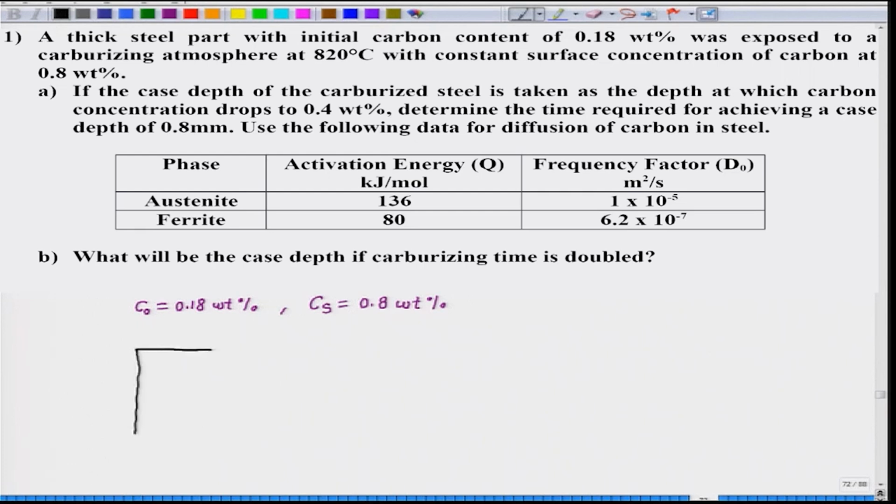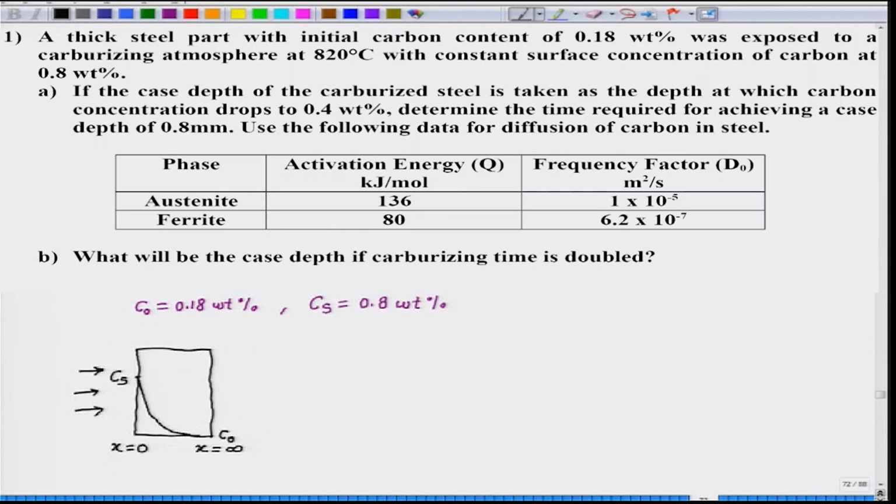if we can draw the schematic of the steel part, carburizing surface on this side left, let us call this as x equal to 0, and it is thick enough so that the carbon does not diffuse all the way to the other side. So, the other surface can be considered as x equal to infinity. The concentration on the surface is C s, which is 0.8 weight%, and the original concentration is maintained at all times at the other end, which is C naught, and at any time t we have seen the diffusion profile will be something like this.